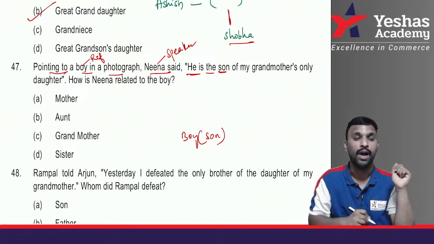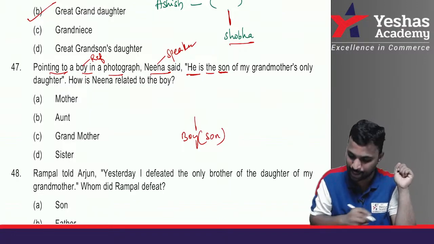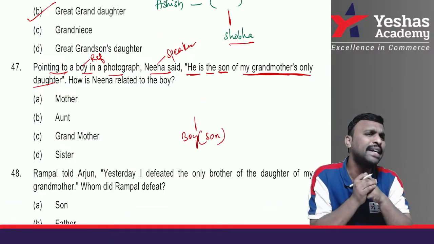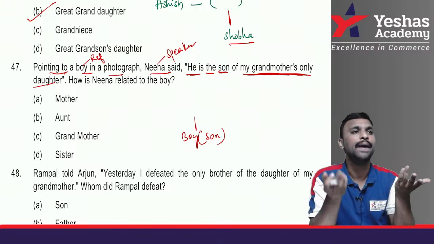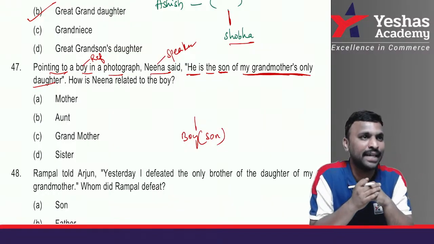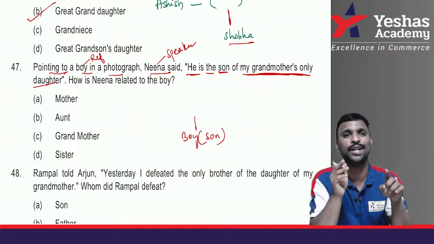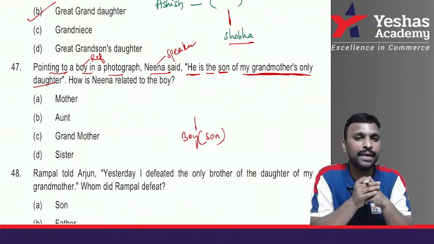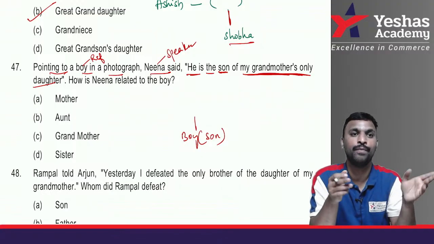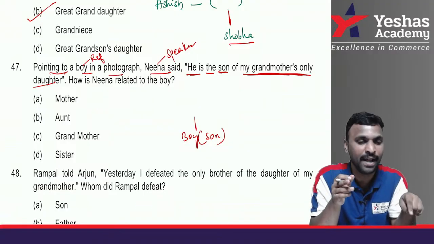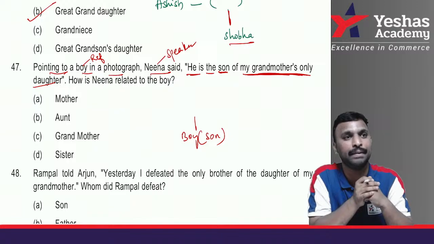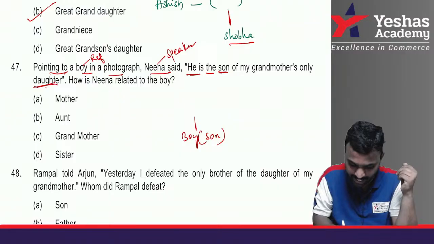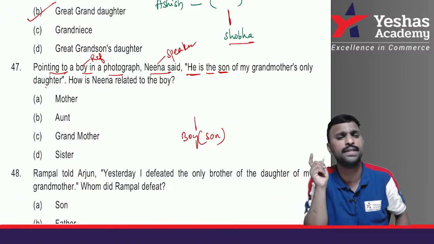He is the son. So, son of someone, that someone should be above. Who is that someone? My grandmother's only daughter. My grandmother's only daughter could be my mother or my aunt. Yes or no? How my aunt? If I am the son of my grandmother's son, then definitely that lady will be definitely who? My grandmother's only daughter.